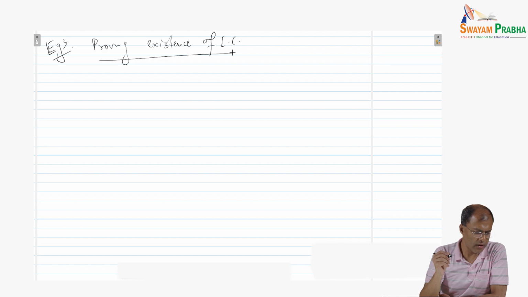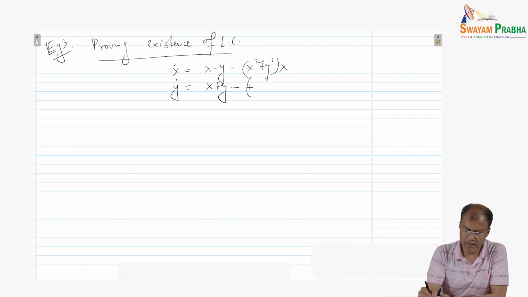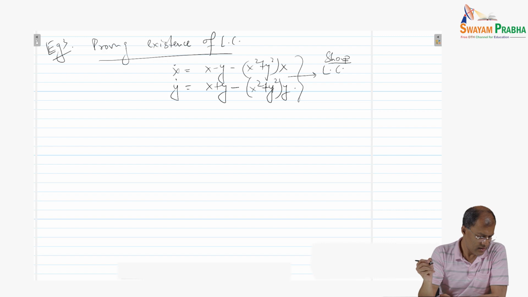So let us look at an autonomous system. x dot is x minus y minus (x square plus y square) times x, and y dot is x plus y minus (x square plus y square) times y, and this has a limit cycle. We have to show that this system has a limit cycle.